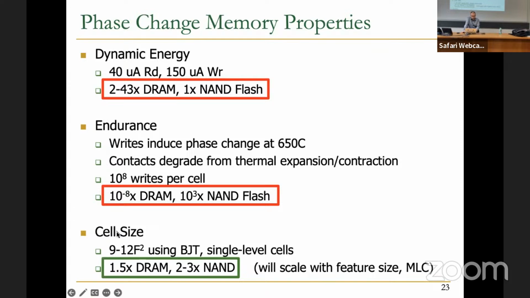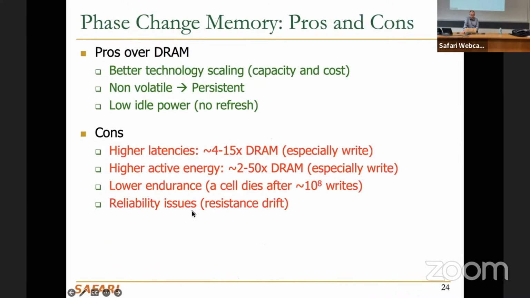But as a good thing, cell size is better than DRAM. So basically, it's denser, and you can also scale it better using the MLC technique. Sorry, actually, cell size is larger. Cell size is larger than DRAM, but it's not that much larger. It's also larger than NAND flash memory. But you can scale it better with feature size and using MLC technology.